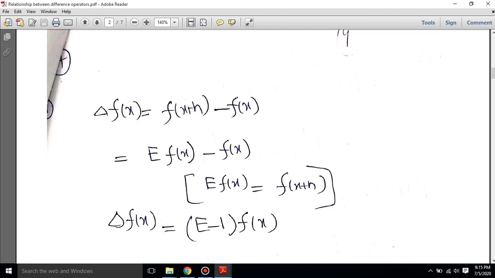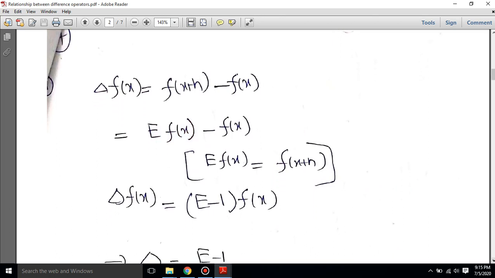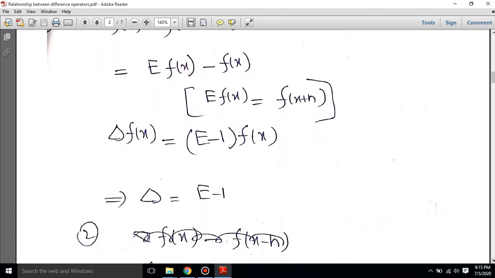And also remember that when we apply the shifting operator to our function f of x, it will give us f of x plus h. So you see here we are doing this. Okay, so moving further, this f of x will cancel with this f of x, and what we are left with will be equal to delta equals E minus 1, and that is the thing we have to prove here.